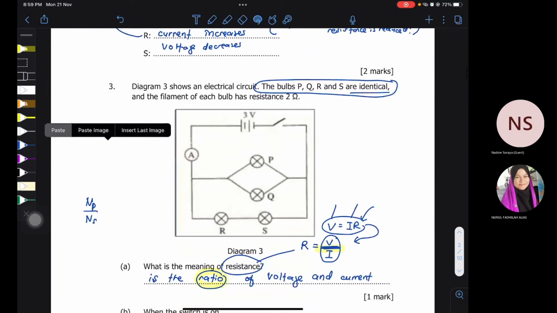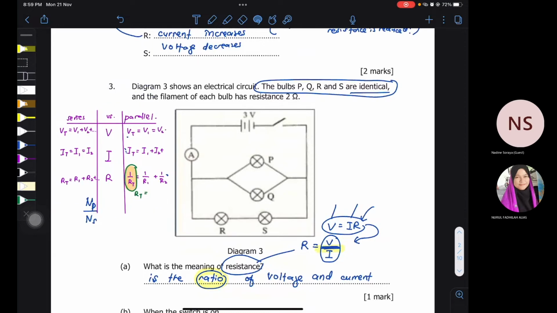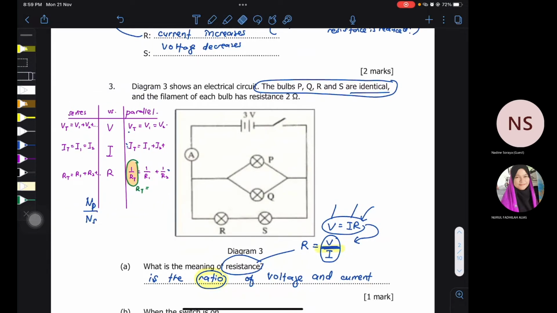Kejap. Nanti mama bagi. Mama habiskan dulu kan. Okay, lepas tu kan. Kita tengok ni.